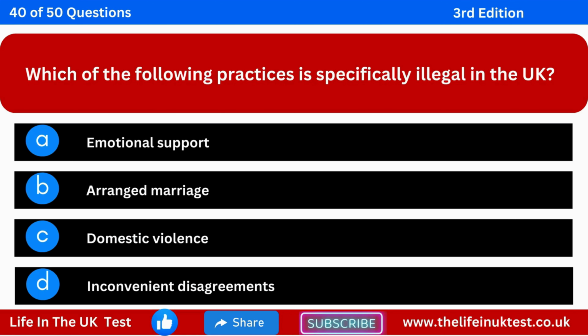Which of the following practices is specifically illegal in the UK? Option A, emotional support. Option B, arranged marriage. Option C, domestic violence. Option D, inconvenient disagreements.